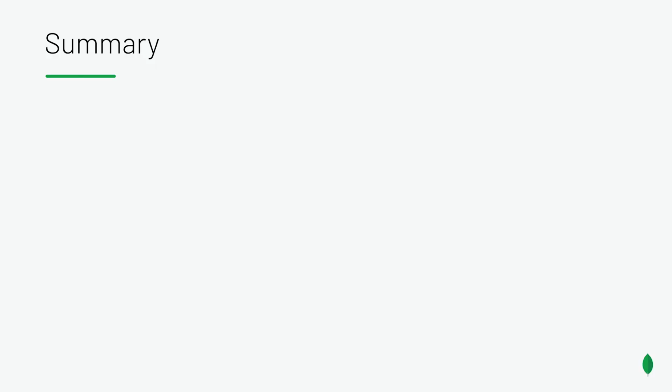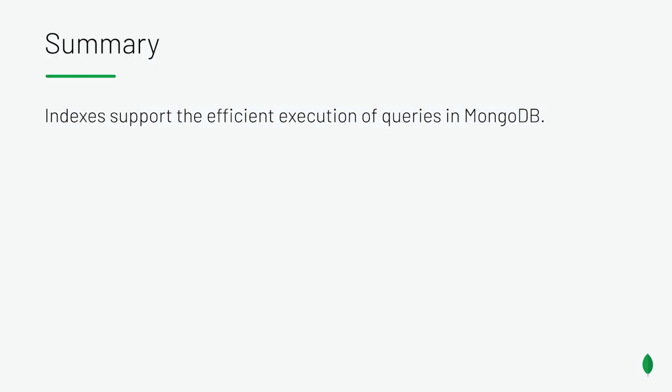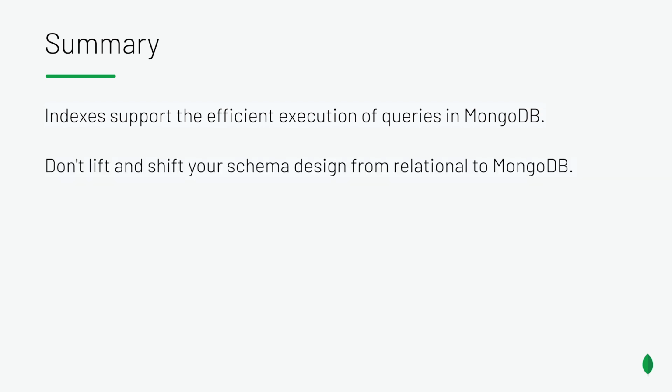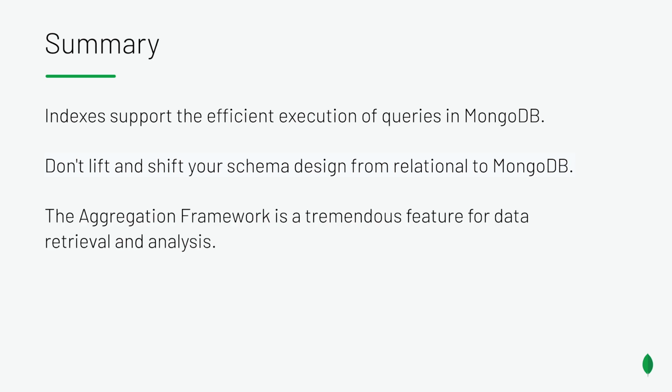So to wrap up the tips and tricks: one, use indexes whenever you can, and they support a very efficient execution of queries in MongoDB. Don't just lift and shift your schema design from relational to MongoDB. It generally doesn't work real well. So really think about how your documents are structured and stored in MongoDB, and remember the adage that information that's accessed together should be stored together in MongoDB. And use the aggregation framework wherever possible.